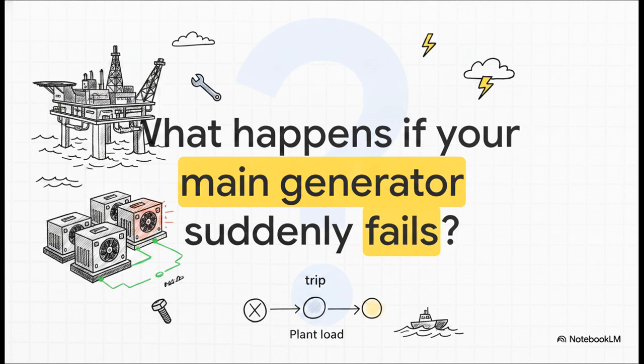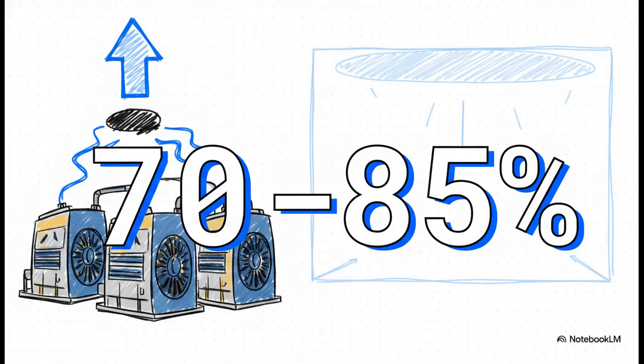If N is your total number of generators, the remaining N-1 generators must seamlessly take on the entire plant's load if one of them suddenly trips. To survive that sudden failure and the immediate spike in power demand on the remaining units, industry standards dictate your generators should normally cruise at a comfortable 70 to 85% load factor. This leaves them just enough headroom to absorb the shock of a failed pier without tripping the whole system offline.